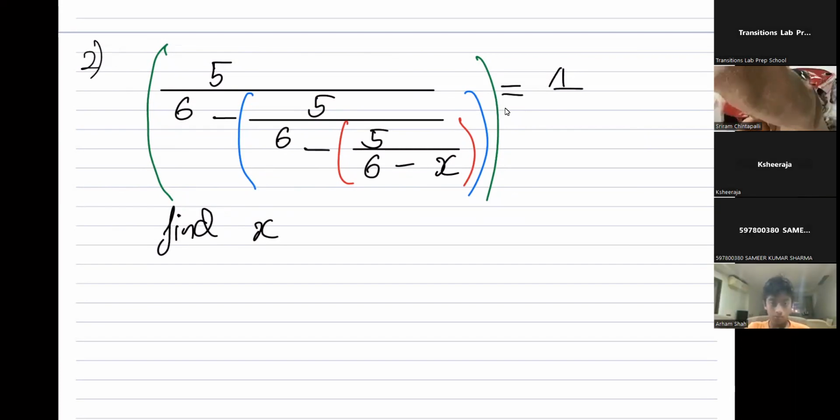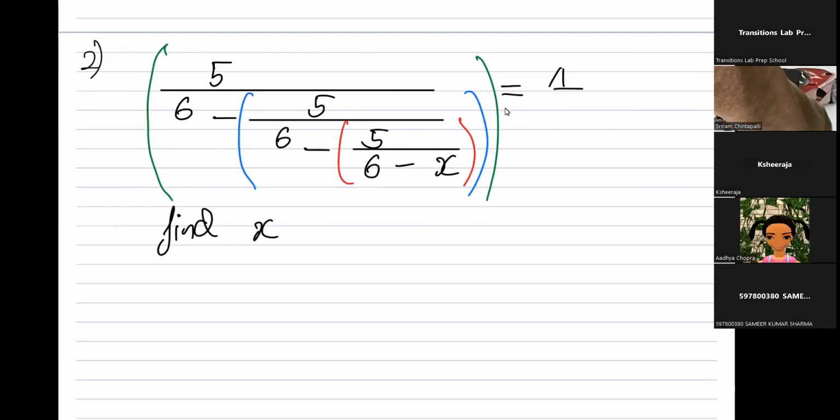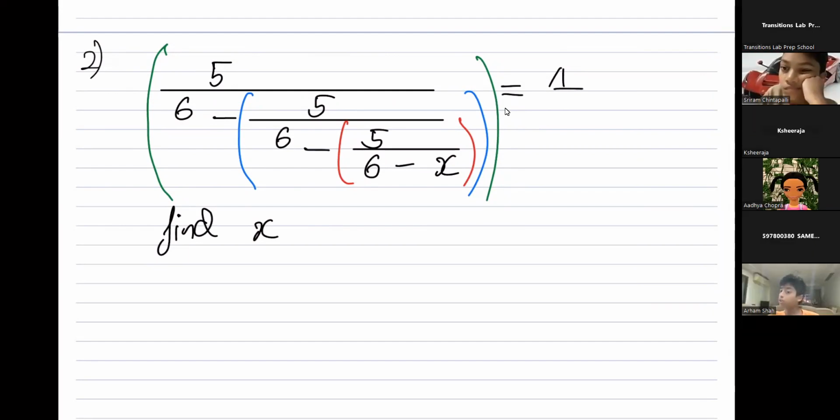Is x 5? Wait a second. No, x can't be 5. Think about it. You put the 5. Yeah, because 6 minus 5 is 1. Then in the end, you'll get 5 equal to 1. 5 equal to 1 is not possible. Each one of these brackets will expand and give you 5, right? Then in the end, you have 6 minus 5, which is 1, so you are left with 5. So 5 is not equal to 1.